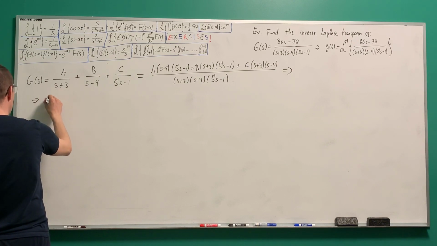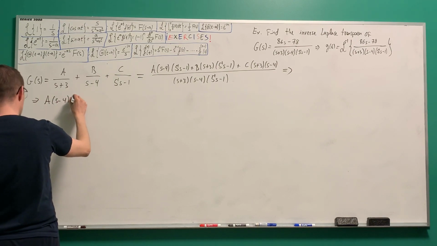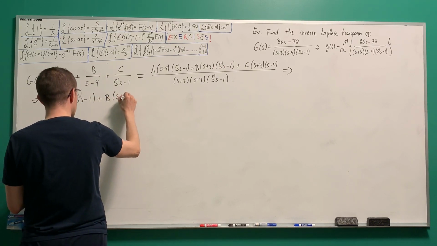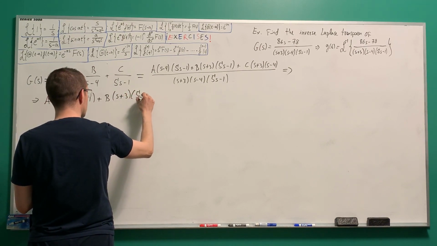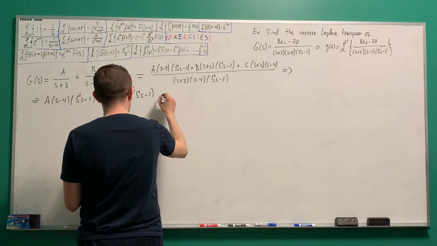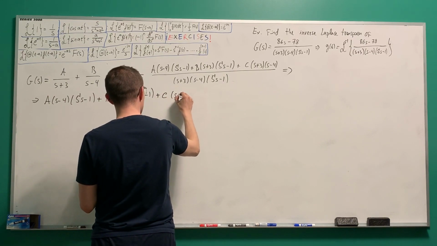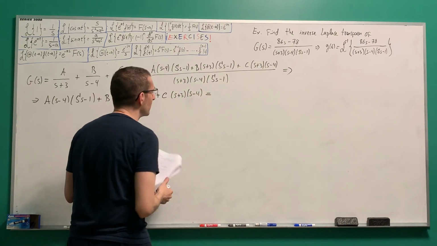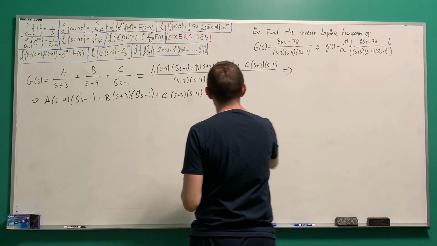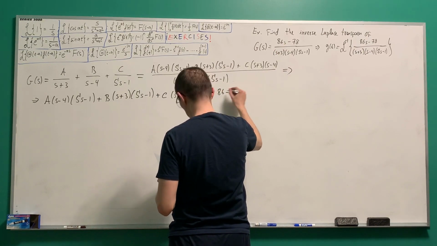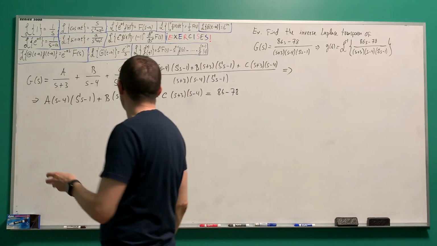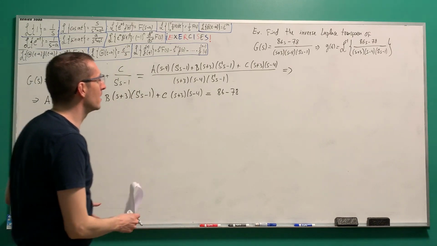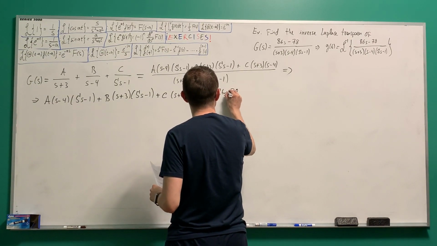That means that a times s minus 4 times 5s minus 1, plus b times s plus 3 times 5s minus 1, plus c times s plus 3 times s minus 4 equals, that's on the left hand side, which is this. Right hand side is 86s minus 78. Now, of course, you can always do what we will do in most of the cases, which is expand this and equate to 86s minus 78.